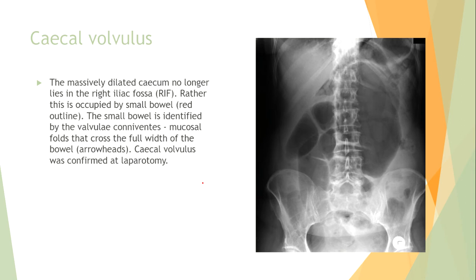Cecal volvulus. The massively dilated cecum no longer lies in the right iliac fossa. Rather, this is occupied by small bowel, red outline. This small bowel is identified by the valvulae conniventes, mucosal folds that cross the full width of the bowel. Cecal volvulus was confirmed by laparotomy. So, here we see small bowel, and this is the part of the cecum.